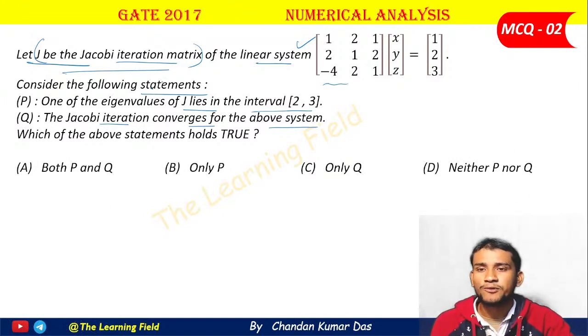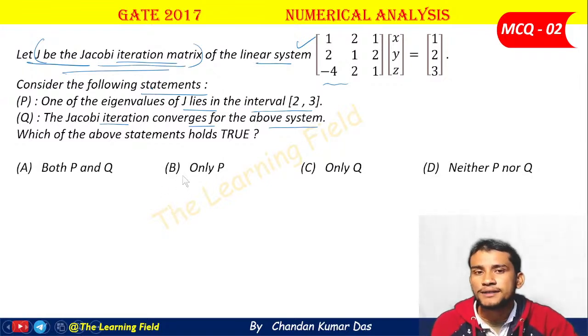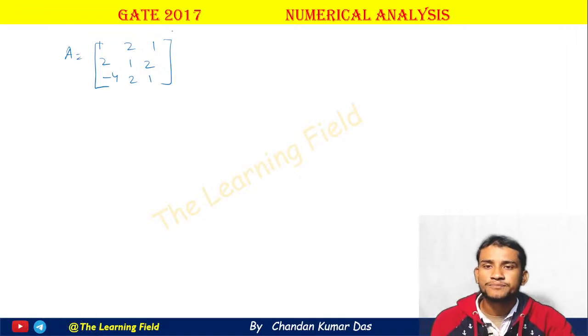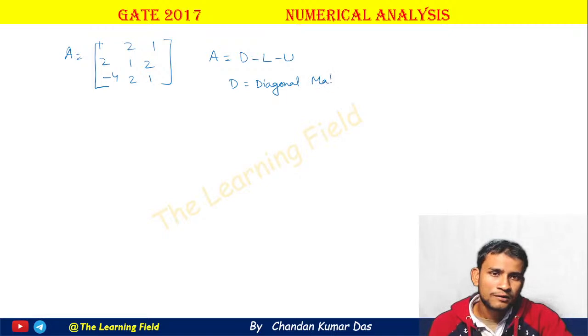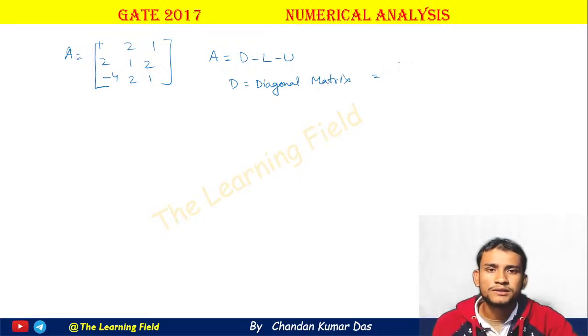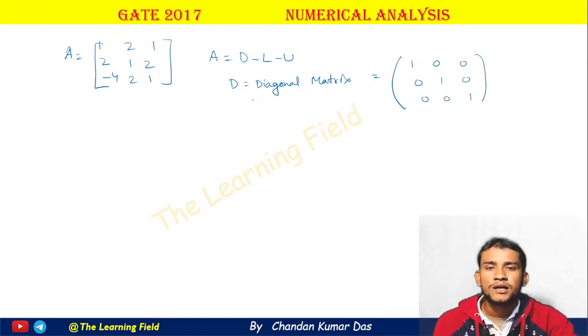So we have to find the Jacobi iteration matrix. How can we find it? Suppose this is A. We express A as D minus L minus U, where D is the diagonal matrix. We can write D as 1 0 0, 0 1 0, 0 0 1. This is the diagonal matrix.